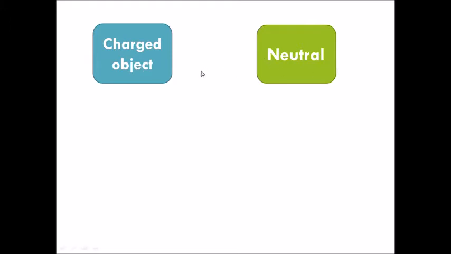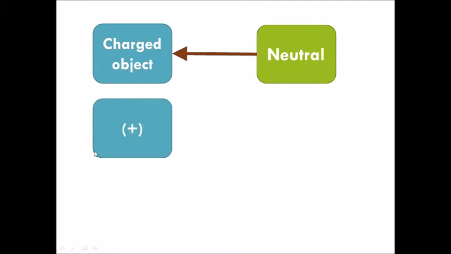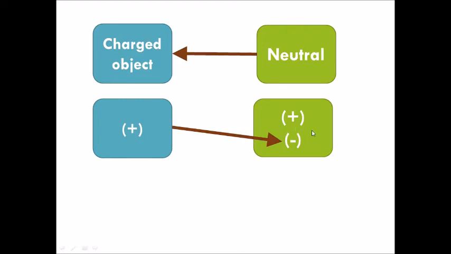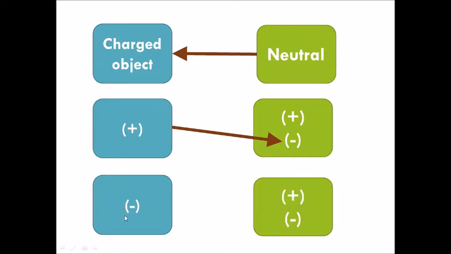So what happens when I have a charged object and a neutral one? The charged object will attract the neutral object. Why? Let's say I have a positively charged object and a neutral object. The positive charges in the charged object will attract the negative charges in the neutral object. And if I have a negatively charged object and a neutral one, the negative charges will attract the positive charges in the neutral one.